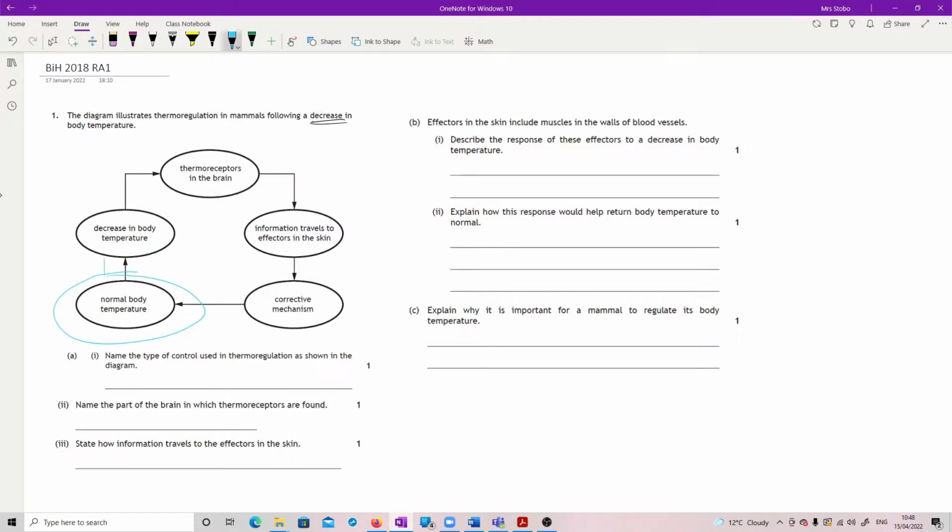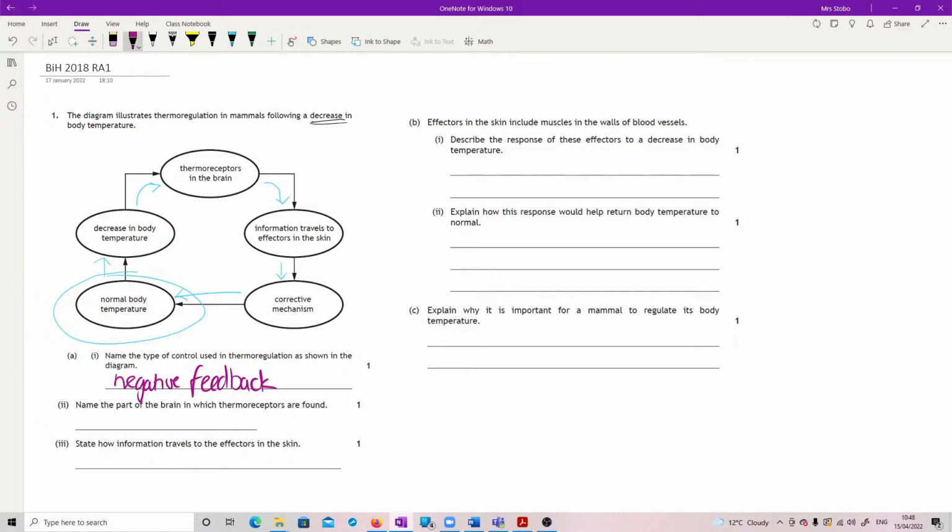You have a decrease in body temperature, which leads to thermoreceptors in your brain recognizing that, sending information to the skin, a corrective mechanism, bringing us back to normal temperature. So this is, you should recognize, negative feedback. And you could say that this is also physiological homeostasis, but check the mark scheme for exactly what it accepts.